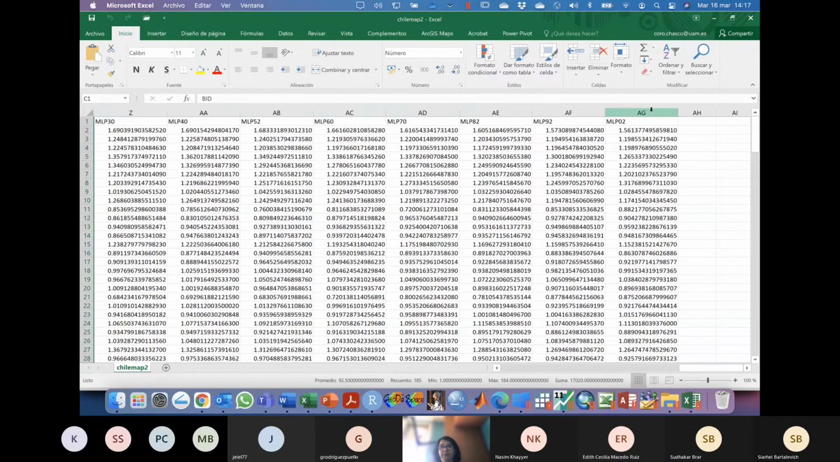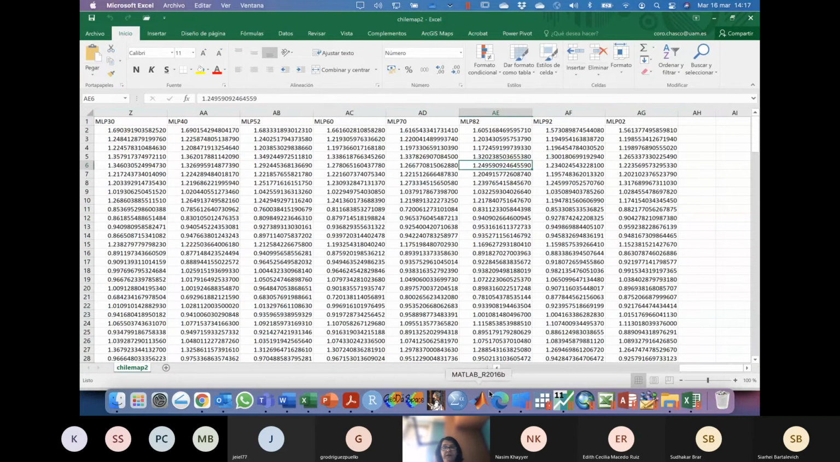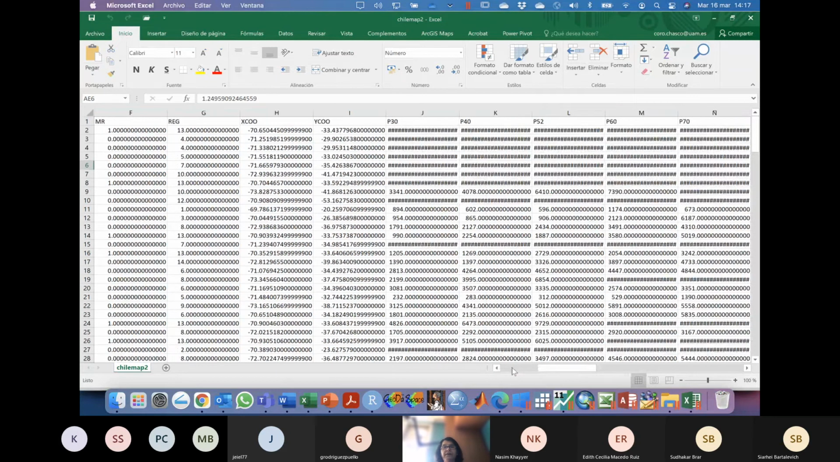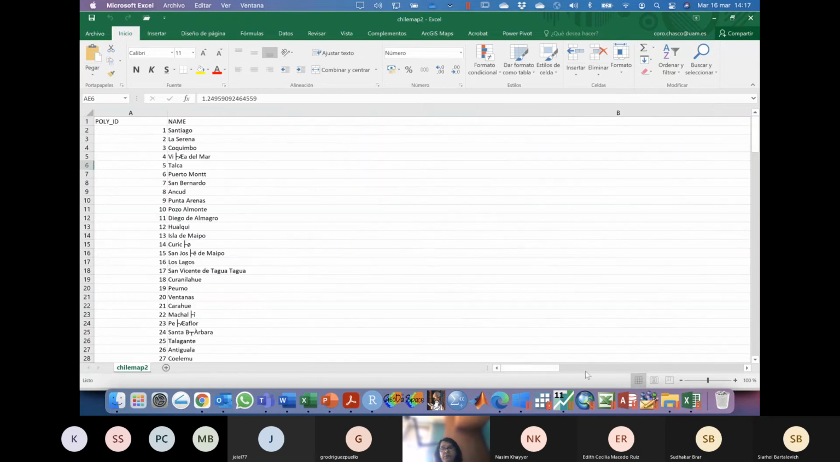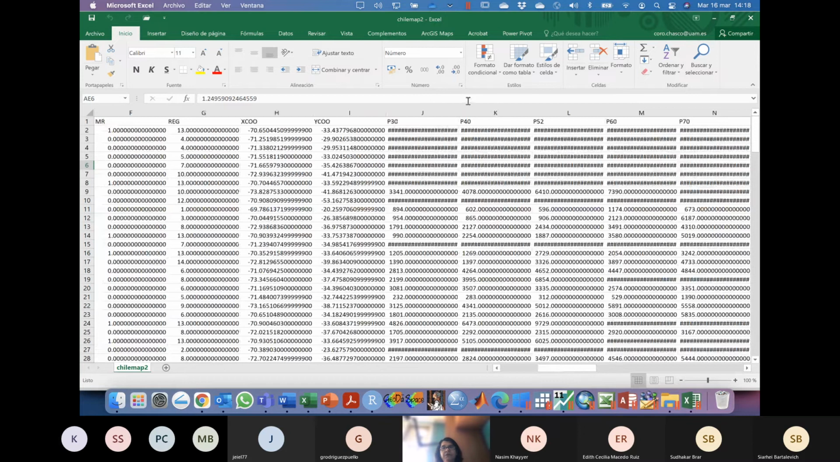And there are some others that are not useful for R, such as the population in logs. The only ones that we will use are the ones with the P, for the population: P30, P40, etc.